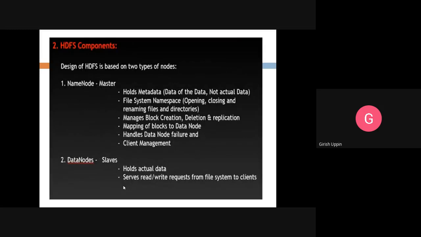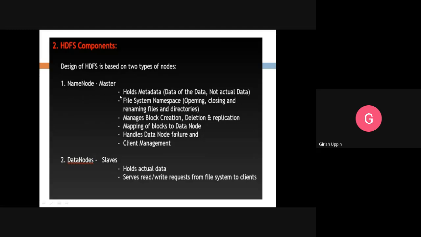HDFS components. HDFS is based on two types of nodes. The first is called the name node, and the second is the data node. The HDFS system works on a master-slave basis. There is a master, and it directs all the data nodes, which are called the slaves.